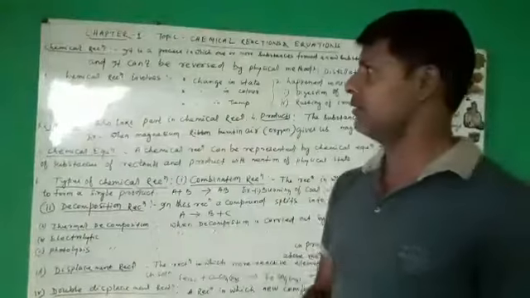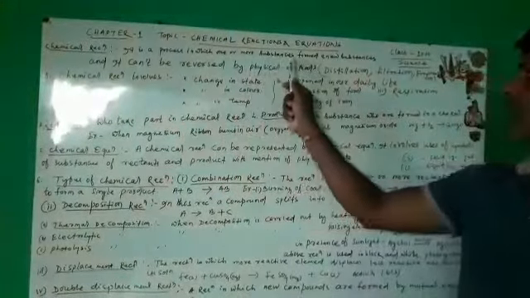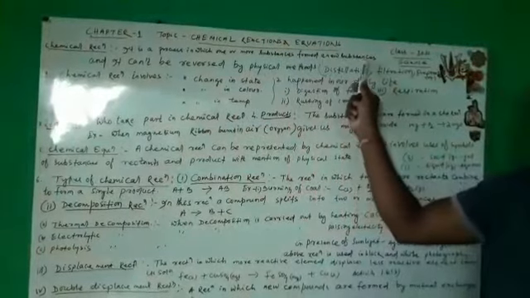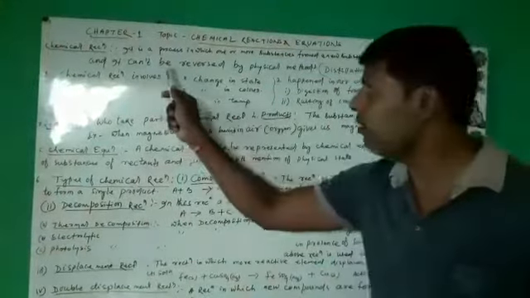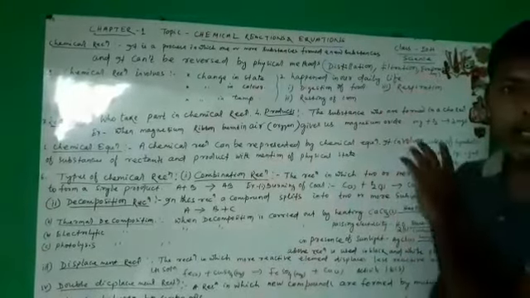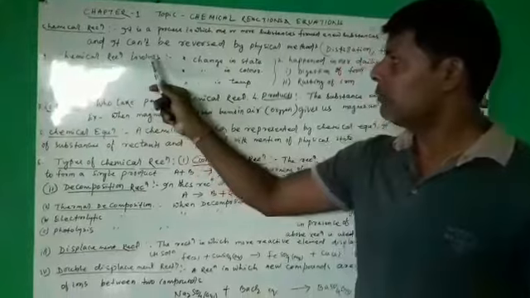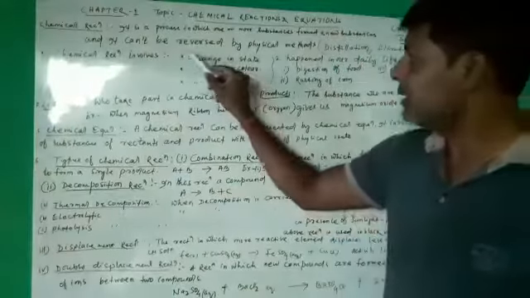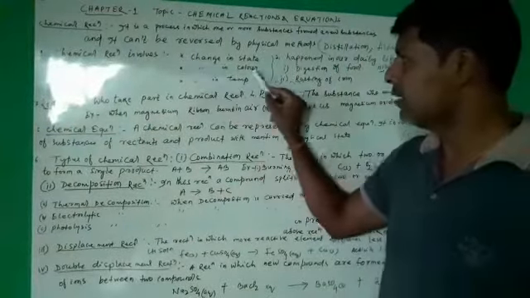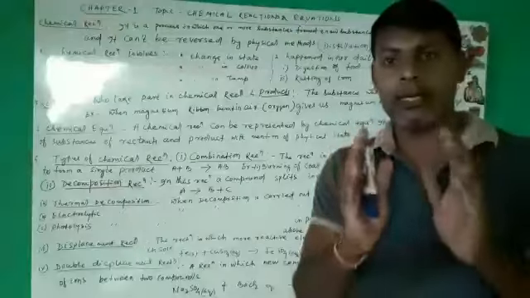What is a chemical reaction? It is a process in which one or more substances form new substances, and it cannot be reversed by a physical method. Physical methods mean distillation, filtration, evaporation, etc. But what is a chemical reaction? If there is a change in state, change in color, and change in temperature, then we call it a chemical reaction.